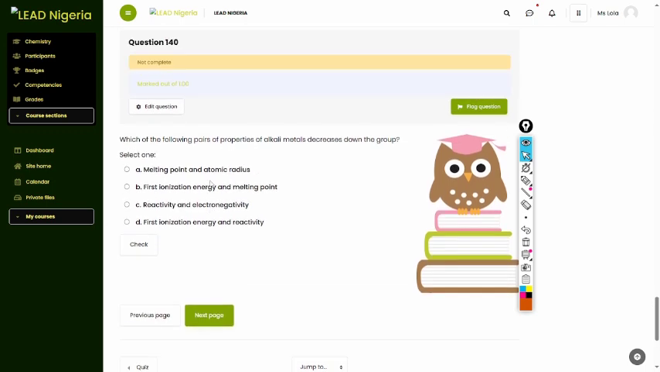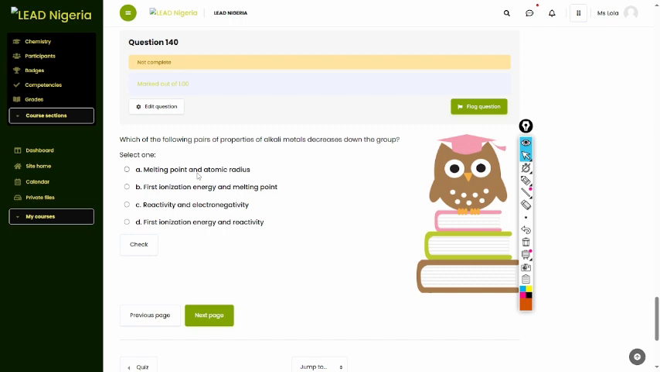Which of the following pairs of properties of alkaline metals decreases down the group? Alkaline metals are group 1 metals or group 1 elements. So going down the group, let's see which pair of properties would decrease down the group. So the melting point and the atomic radius, all right?